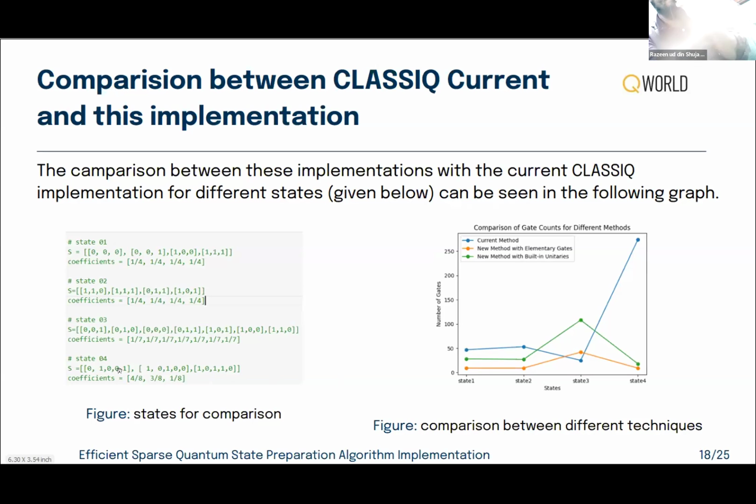But the greater advantage is that if we have more sparsity in the states, like in state 4, you can see how large the difference is between our implementation and the current Classiq implementation. So this is the comparison within the Classiq technology.